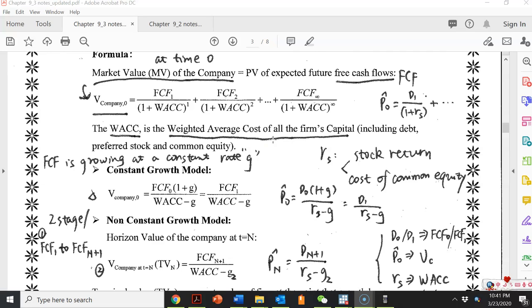For dividends, we only discount using the cost of equity. Here we have to use a comprehensive measure because we're discounting free cash flow. So we are using the cost of the firm, the cost of capital. It's the weighted average of cost of debt, cost of preferred stock, and cost of common equity.